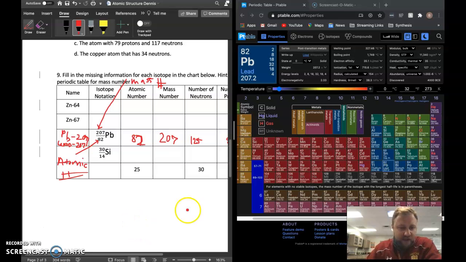I'll do one that doesn't have the isotope notation. I will do this bottom one because it's probably going to be the more difficult one.